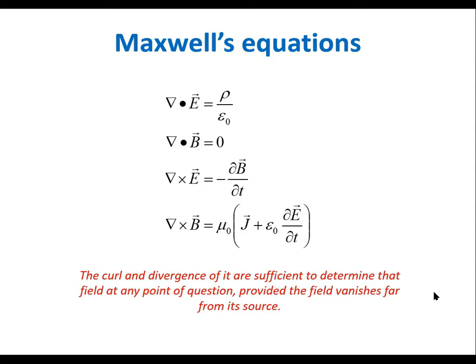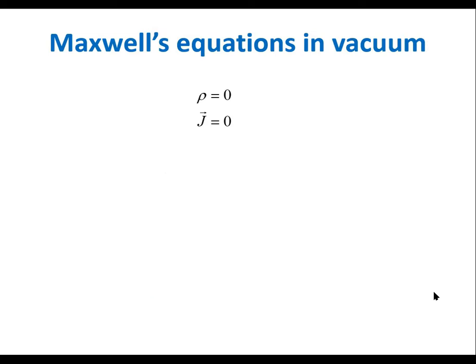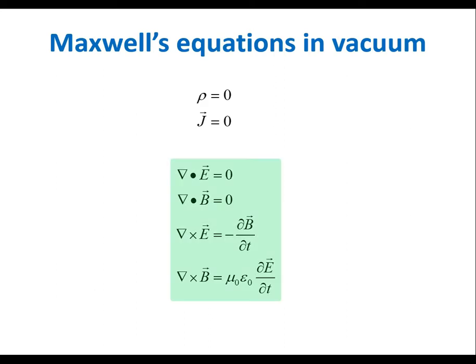Let us find the solutions of Maxwell's equations in free space or in the vacuum. The free space is defined by zero current density and zero charge density. Applying these definitions of free space, the Maxwell's equations get this form in free space.